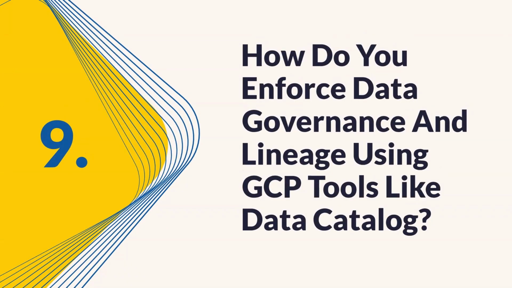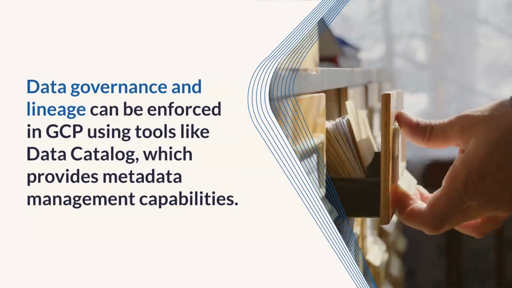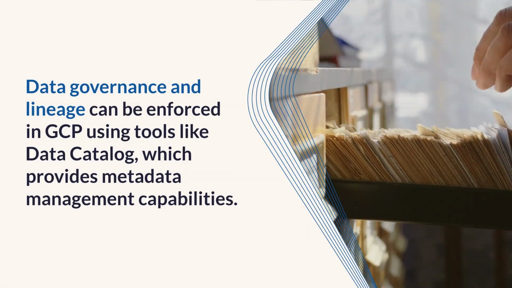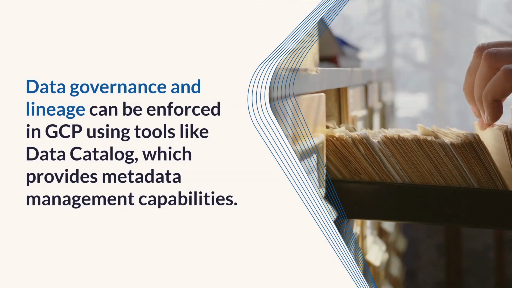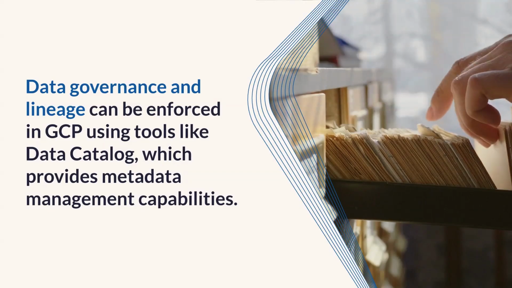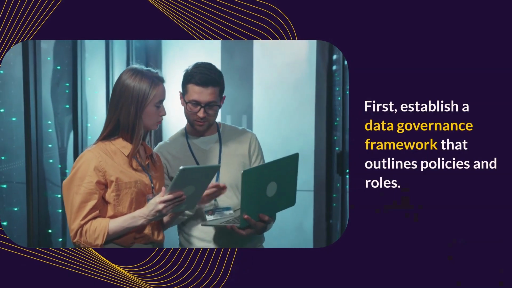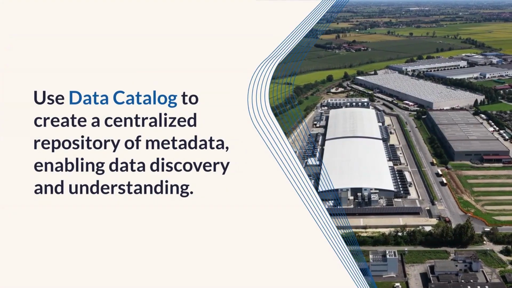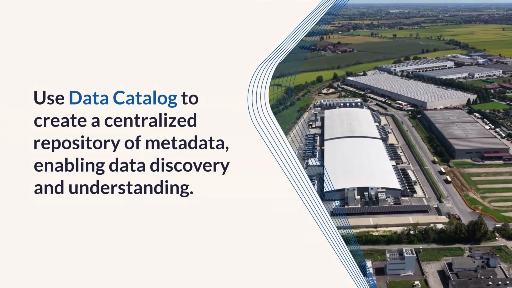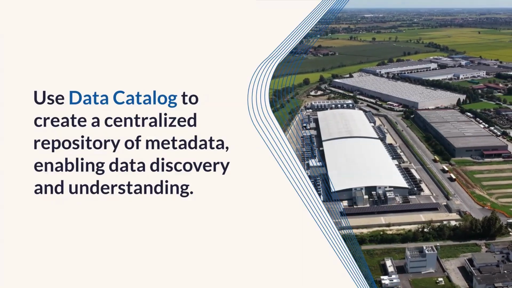9. How do you enforce data governance and lineage using GCP tools like Data Catalog? Data governance and lineage can be enforced in GCP using tools like Data Catalog, which provides metadata management capabilities. First, establish a data governance framework that outlines policies and roles. Use Data Catalog to create a centralized repository of metadata, enabling data discovery and understanding.